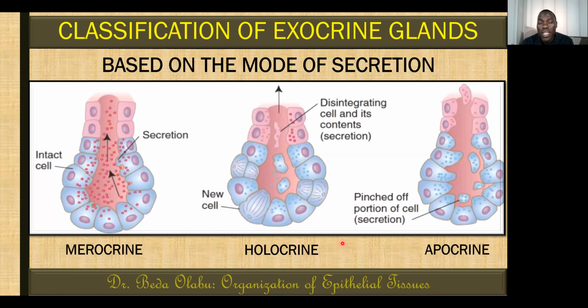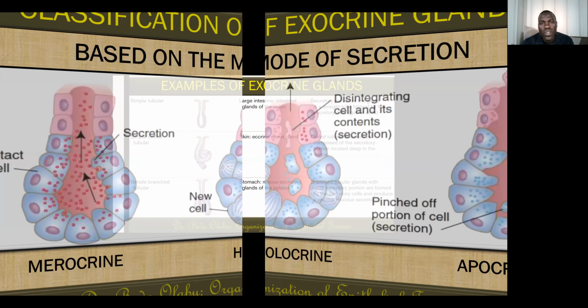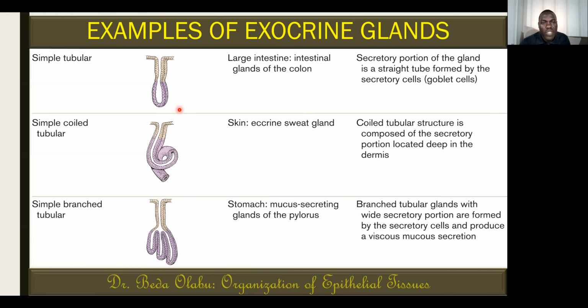So we can classify exocrine glands based on the structure of the secretory portion, based on the branching of the ductal portion, based on the type of secretion, and based on the mode of secretion. So look at various examples that we have here. This one here is a tubular gland, as you can see. The secretory portion is tubular. So it's a tubular gland.